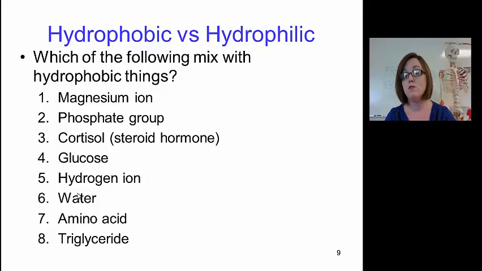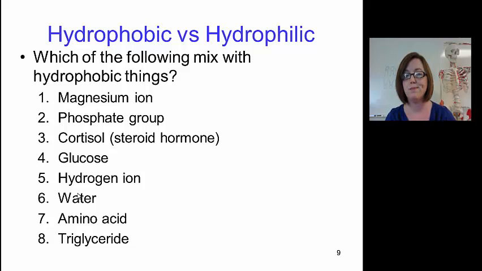Cortisol. Cortisol is actually a hormone that's released by the adrenal glands, and it's important in your stress response, and it helps with inflammation and other things. Cortisol is structurally comprised of a steroid, so it's made of a lipid. So cortisol is a lipid that's hydrophobic. So cortisol would mix with hydrophobic things.